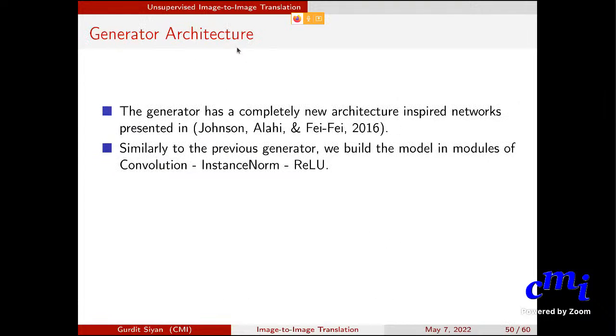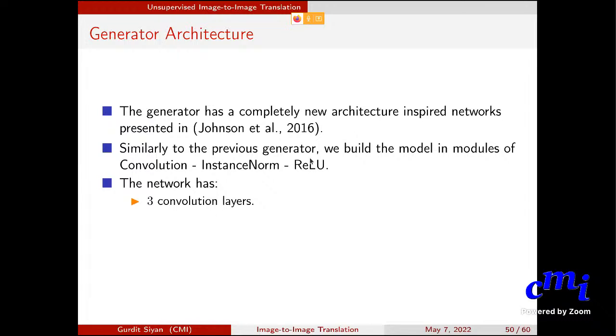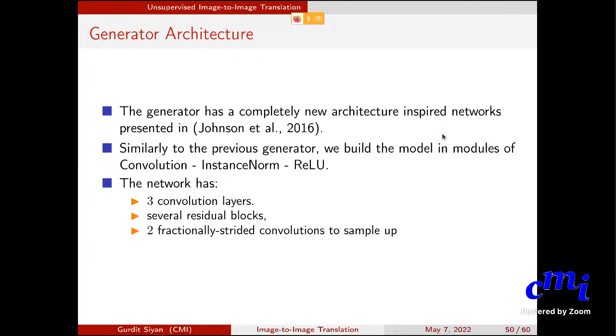So for the generator for CycleGAN, we have a completely new architecture which was inspired by networks in this paper. Basically, we build the generator in forms of modules of convolution, instance norm instead of batch norm, and ReLU. But now we have a 3 convolution layer. Then we have several residual blocks. To be specific, in the case of 256 by 256 images, we have 9 residual blocks. And then we have some convolution to sample up, and finally a convolution to map to RGB or whatever number of channels you want.